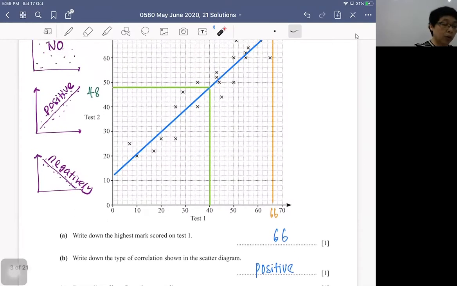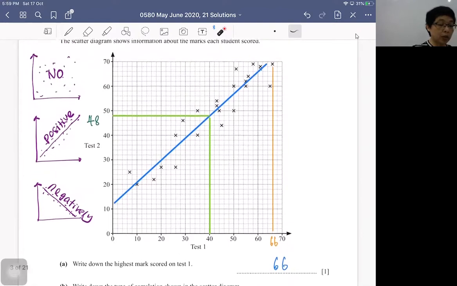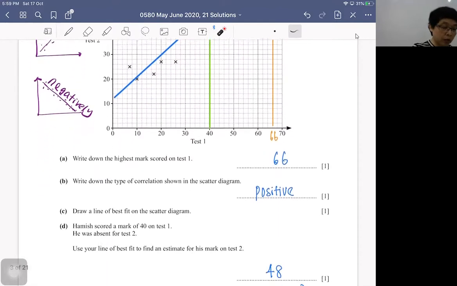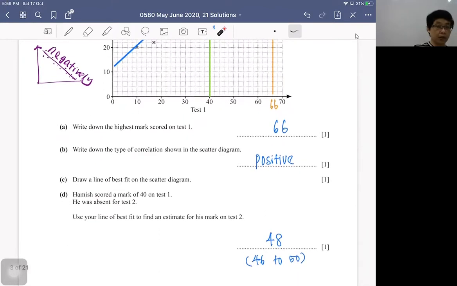So what you can easily do is get your straight ruler, go across the scattered points and try to find some place where you have almost an even number of dots above and almost an even number of dots below. And you take your ruler and draw a straight line, and you get it. That's your best fit line.